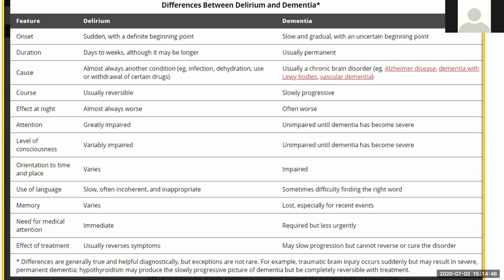Even language and memory, there might be some changes in both of them. Now, in delirium, what I would like to stress again and again is that delirium is something which requires immediate attention. It is something correctable, and we need to find the cause and correct it accordingly.